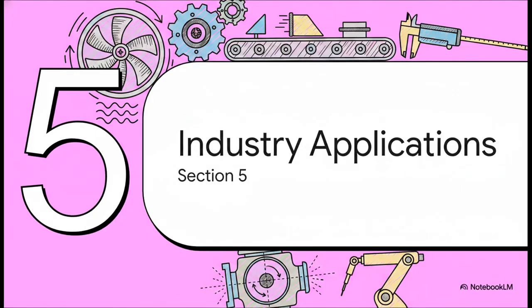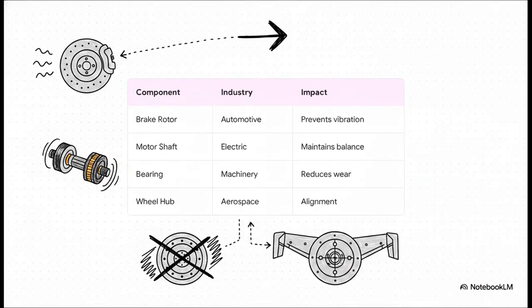Let's jump into Section 5, Real-World Industry Applications. Mastering that single arrow symbol is incredibly important across so many critical manufacturing sectors. Let's look at a few examples. In the automotive drivetrain industry, applying circular runout to a brake rotor directly prevents that severe steering wheel vibration and uneven brake pad wear we talked about earlier.